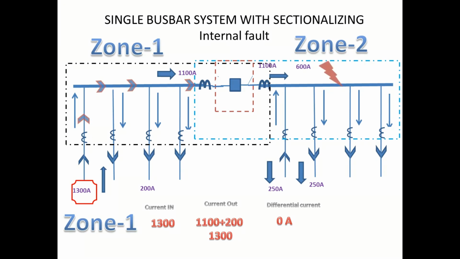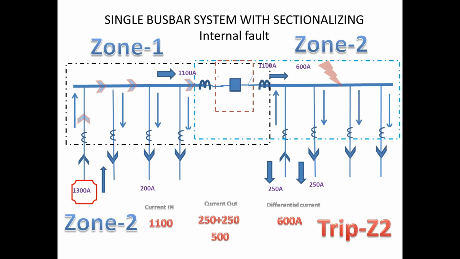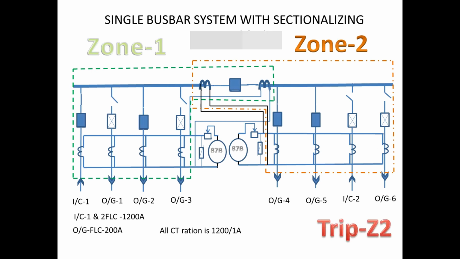Now we see zone 2. Here the current in is from the bus coupler, that is 1100 amps, and the current out from outgoing 4 and 5 is only 500 amps. The fault current is not coming into the picture. So we get 600 amps primary current. Corresponding to the CT secondary ratio, the secondary current is 0.5 amps. So the relay will sense the fault on zone 2 and it will trip all breakers including the bus coupler. Now we see the relay settings.